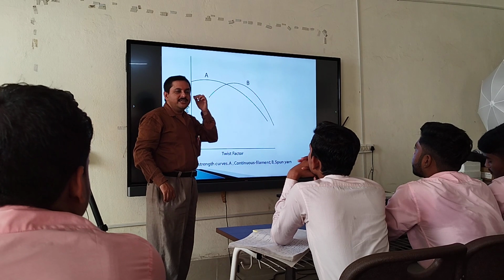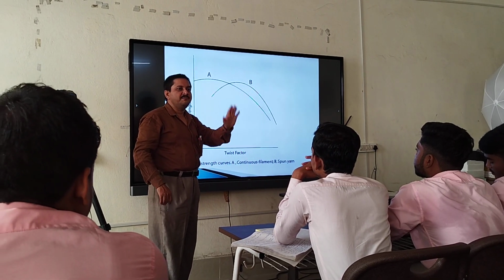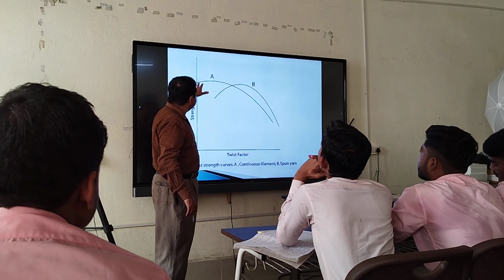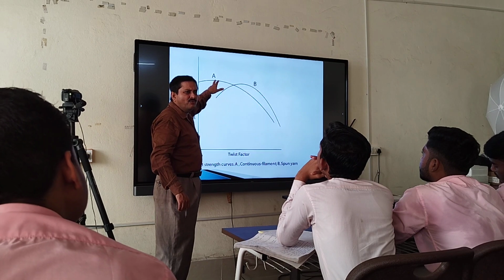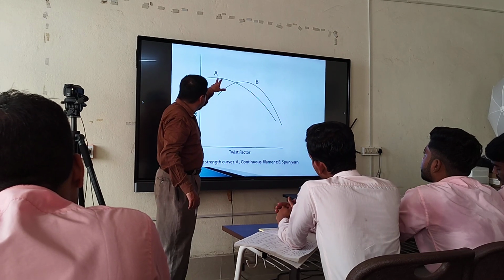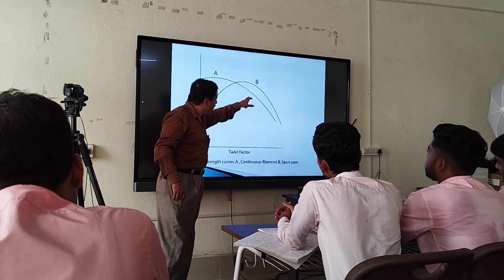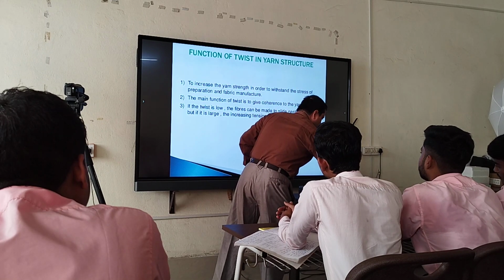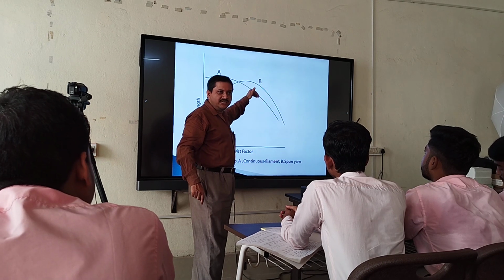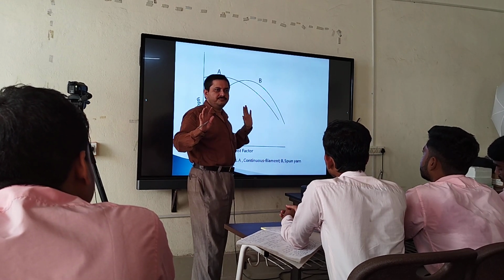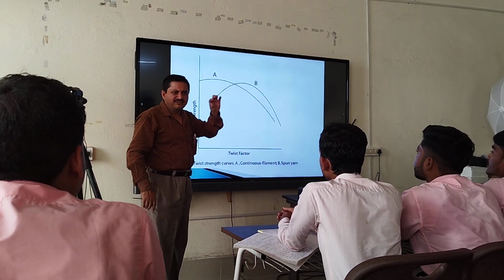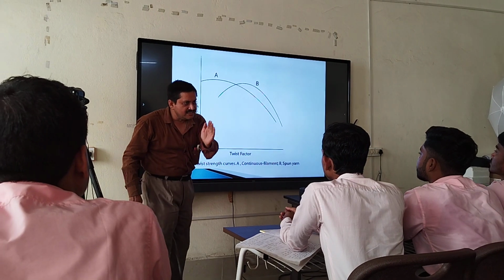In case of filament yarn, why should I apply twist and what is the effect of twist? In filament yarn, when I apply twist, to some extent a very small increase of strength is noticed. Then the tensile strength of the material declines. It reduces, yes or no? Yes. So initially it is increasing by a very little quantity, then it is decreasing.